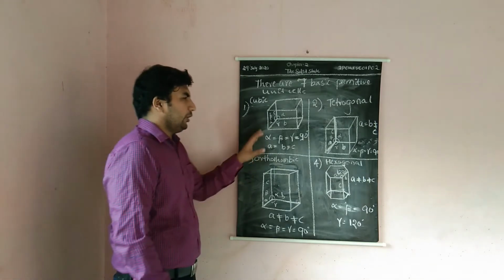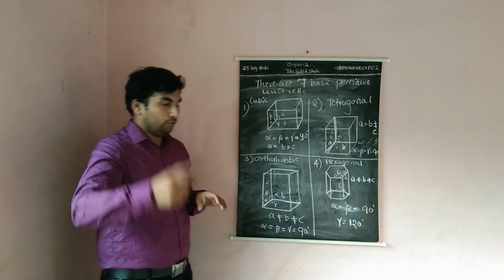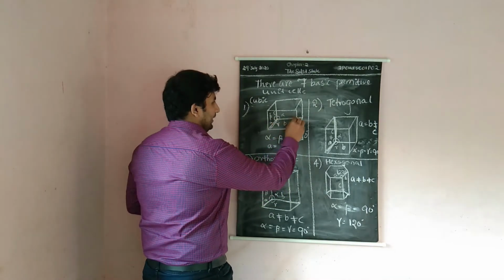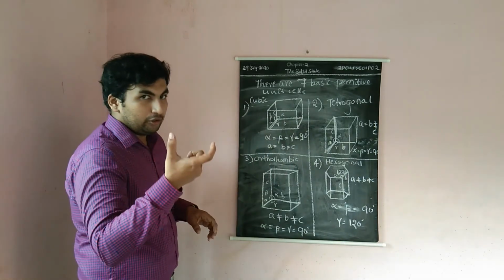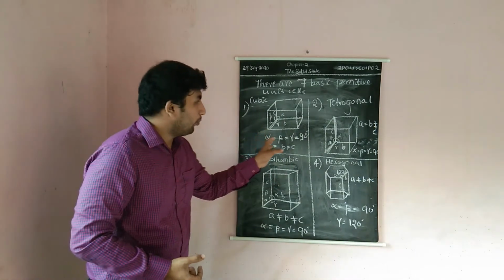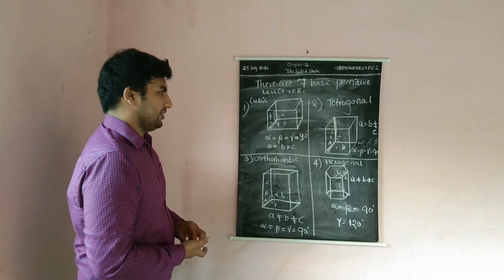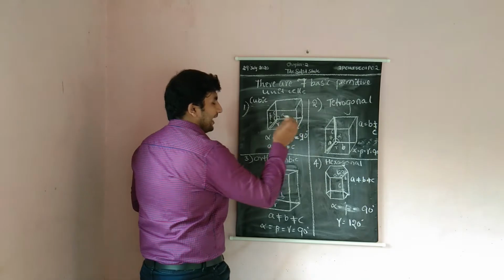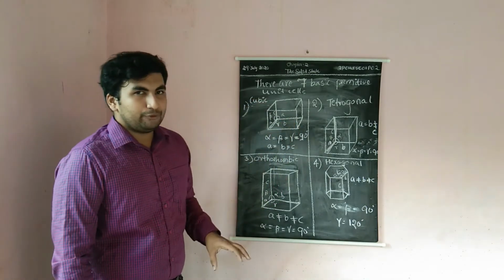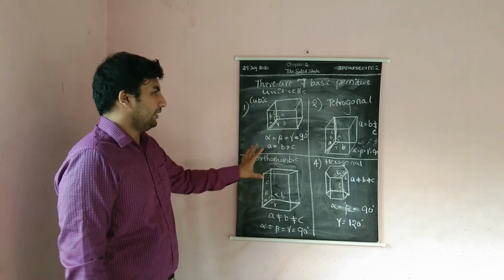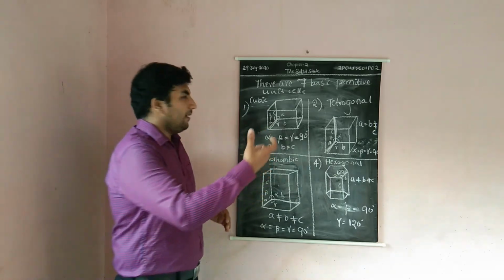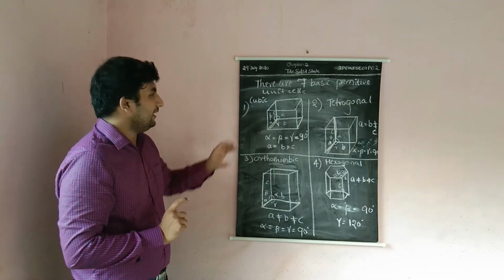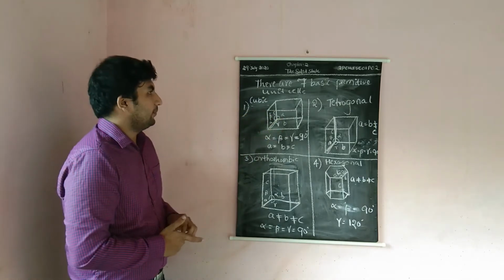Cubic unit cell, that one you already know. All the edges A, B and C in the unit cell are equal to each other, and the angles between those edges are exactly 90 degrees. That type of unit cell is called cubic unit cell. All the edges A, B and C in the whole unit cell are equal to each other.